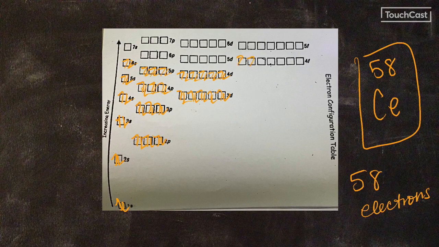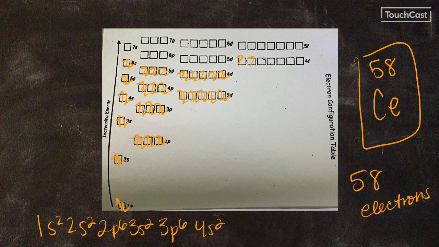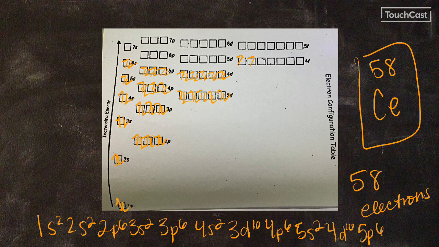And so if I go ahead and write my electron configuration, I have 1s2, 2s2, 2p6, 3s2, 3p6, 4s2, 3d10, 4p6, 5s2, 4d10, 5p6, 4s2, 4f2. And that's my entire electron configuration for cerium.